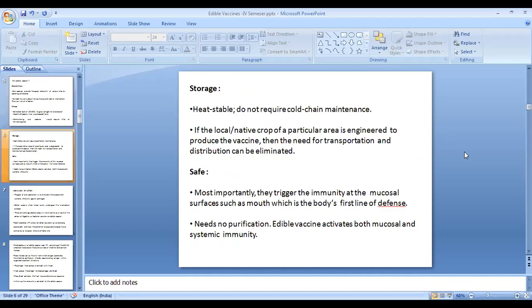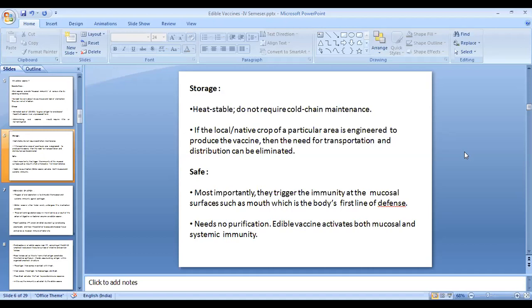The next advantage is storage. Usually when you see vaccine sera or toxoids, they are stored in refrigerated conditions. But in the case of edible vaccines, they are heat stable, so they do not require cold chain maintenance. If the local or native crop of a particular area is engineered to produce the vaccine, then the need for transportation and distribution can also be eliminated.